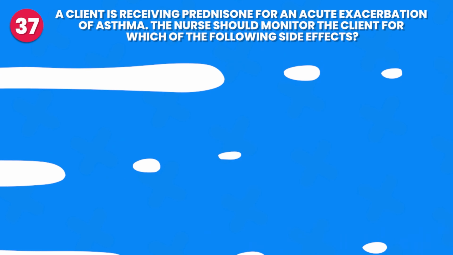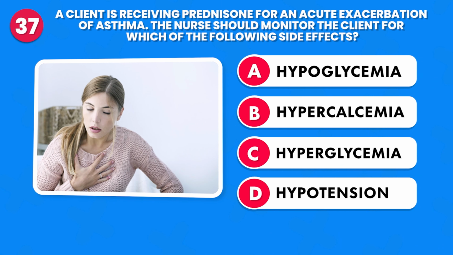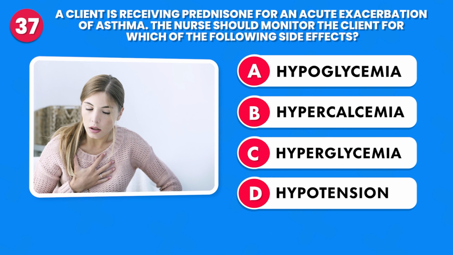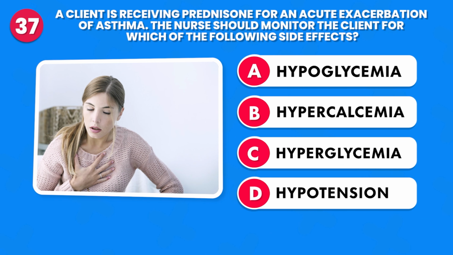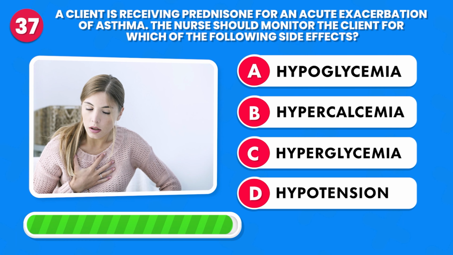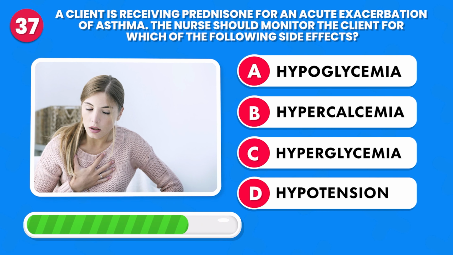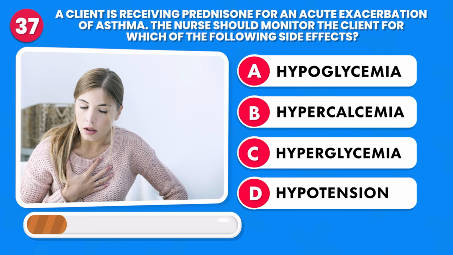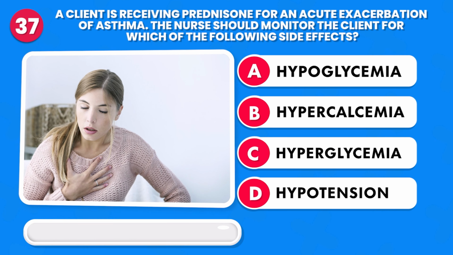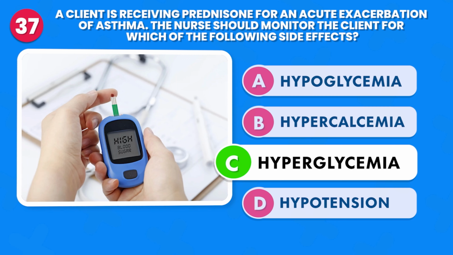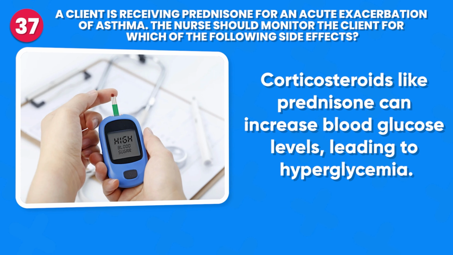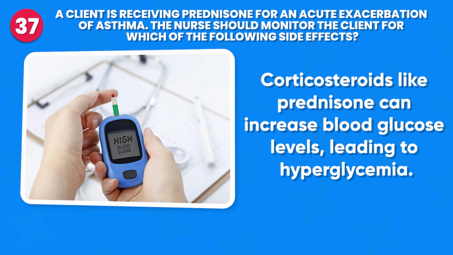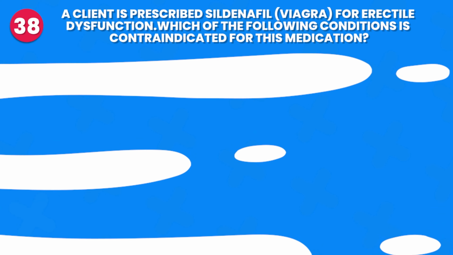A client is receiving prednisone for an acute exacerbation of asthma. The nurse should monitor the client for which of the following side effects? A. Hypoglycemia. B. Hypercalcemia. C. Hyperglycemia. D. Hypotension. It's C. Hyperglycemia. Corticosteroids like prednisone can increase blood glucose levels, leading to hyperglycemia.